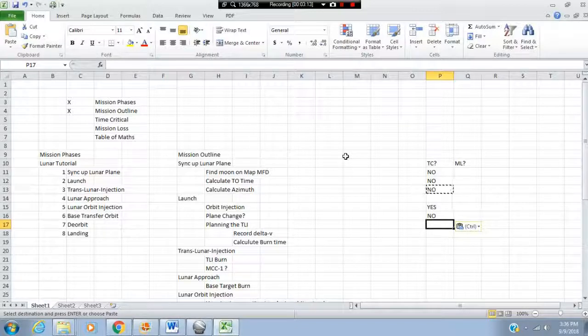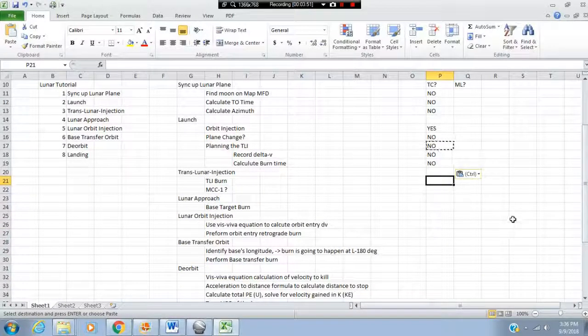The next thing is going to be planning the TLI. Once you're in an orbit ready for your TLI, it's no longer time critical. In the case of Apollo, it would be, because you'd be dealing with consumables at that point, but we're going to assume that our consumables in the Delta Glider are long enough to last months, which they are. So that's no problem. The next thing you're going to do is record the delta V and calculate the burn time. Again, both of those are not time critical because if you miss a window of opportunity, you can do it at the next window of opportunity. You're just going to have to replan. But you can keep replanning as many times as you need to until you're sure you get it right.